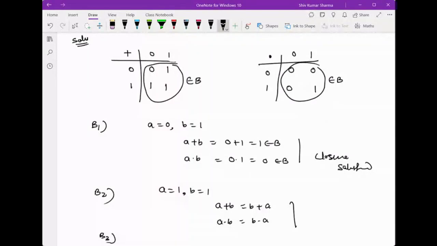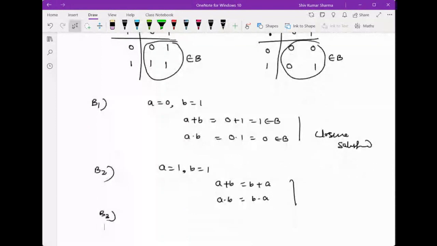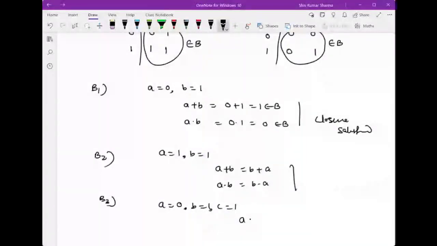And similarly for distributive, we take 3 elements. So for taking 3 elements, we take A equal to 0, B equal to 1, and C equal to 1. First we write A into (B plus C). So A into (B plus C) gives us A into B plus A into C.